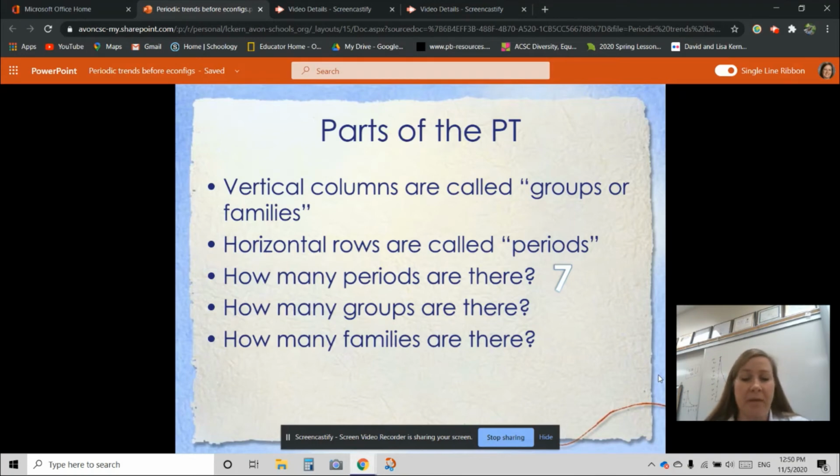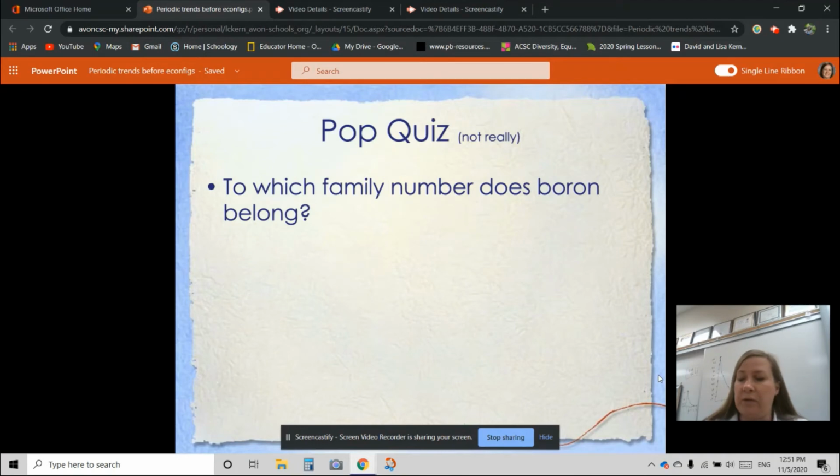So how many groups are there? Group, again, is the vertical columns. So there are 18 groups. How many families? Well, group and family means the same thing, so 18 families as well. So here's a little quiz for you. To which family number does boron belong? Boron is element number 5. Top right of your periodic table. And so it belongs to family number 13 or 3A. Either one would be an acceptable answer, but you should be familiar with both.